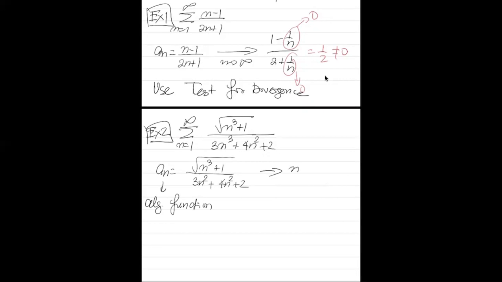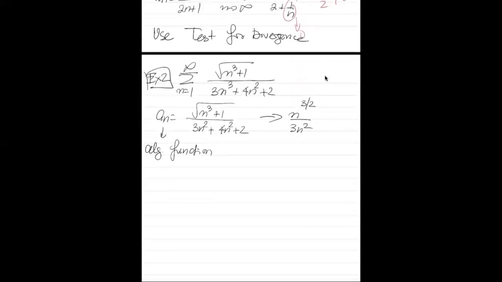Let's take the leading term of the numerator. That'll be n to the 3/2, or square root of n to the third. And the leading term of the denominator is this. So this is what we're going to compare with. Our b function would be n to the 3/2 over 3n squared. So these are the leading terms, the dominant or important terms in our function.